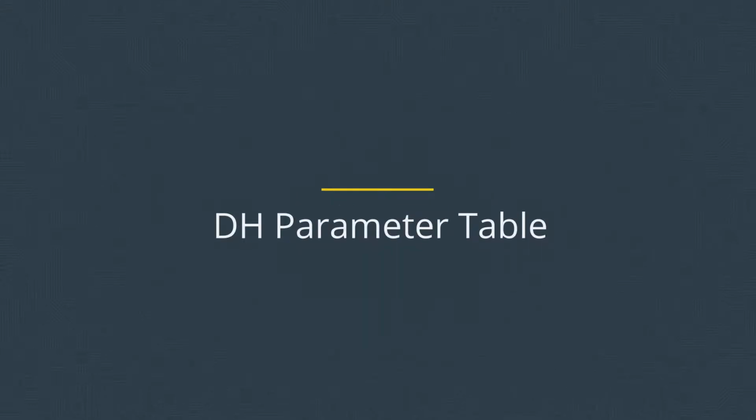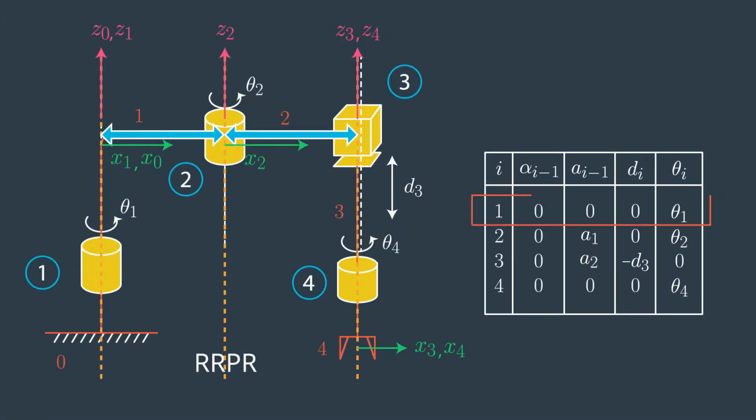Now it's time to fill in the table. Remember, each row is the transform from link i-1 to link i. If your DH parameters are correct, then a basis vector of link i-1 should be coincident with the corresponding basis vector in link i after the homogeneous transform is applied. For example, x0 should map to x1 and z0 should map to z1.